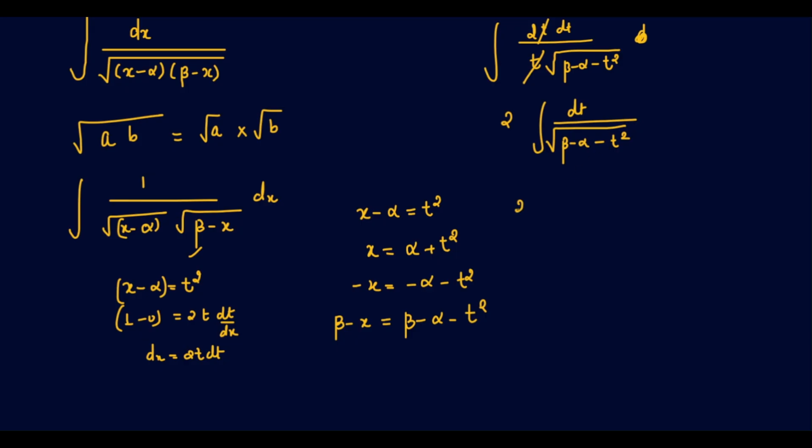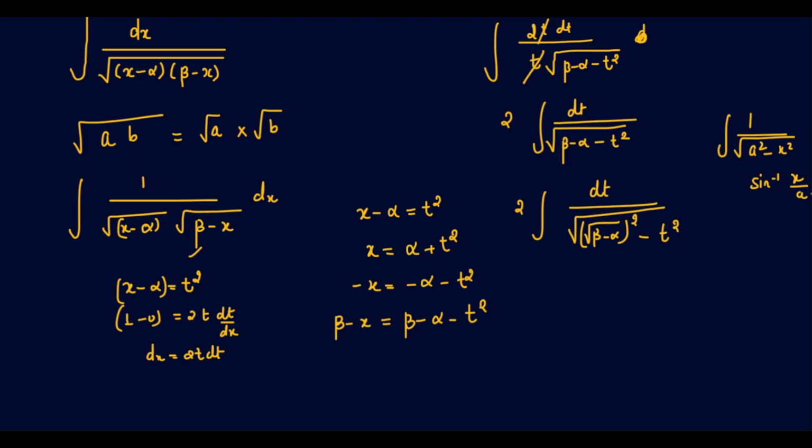Now we can write 2, and here you will write dt over root of beta minus alpha, whole square, minus t square. Now we can see this is in the form of the integration of 1 over root of a square minus x square, which we can write as sine inverse of x by a plus c. This is the integration that you will get.